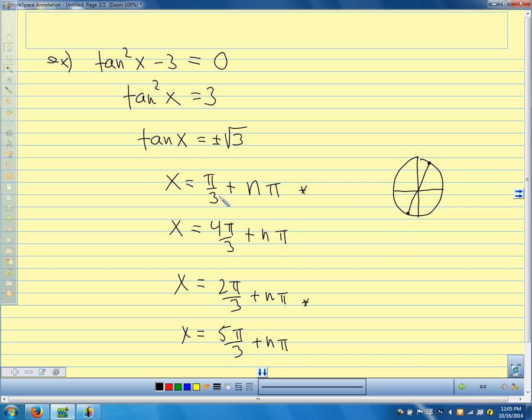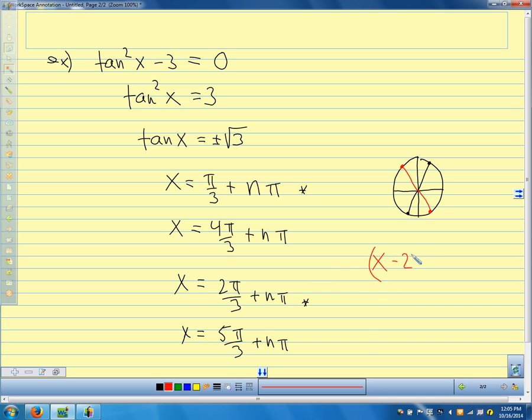Adding pi, 1 pi to pi over 3. So we get this angle from this one. And if we're over here at 2 pi over 3, and we add pi, we end up down here at 5 pi over 3. So if we add pi to this angle, we get this angle. So sometimes you'll see the answers just written, you'll have two answers rather than all four. I would accept either. This is not incorrect.